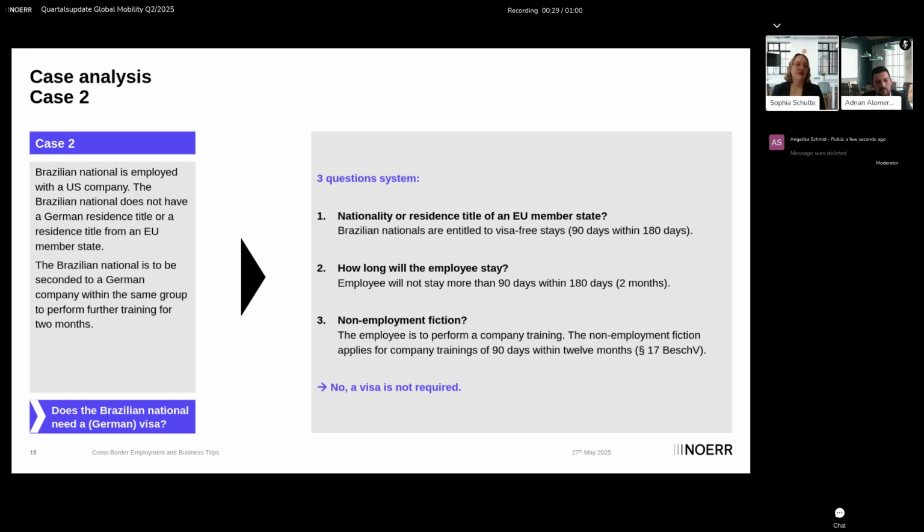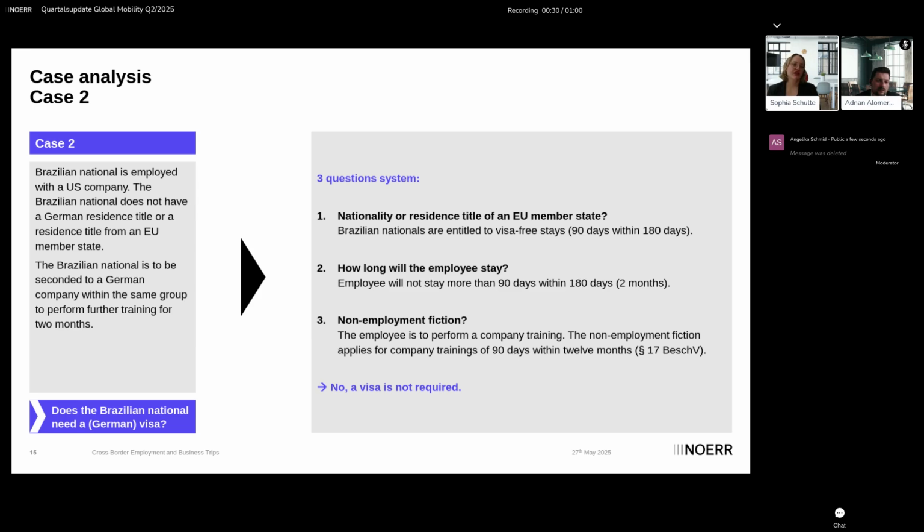In our next case, we have a Brazilian national, and he's to come to Germany to do some further training, some company training at a German company, which belongs to the same group of companies as the employer company in this case. And again, we are asking the three questions. What nationality does the employee have? He's a Brazilian national, so he is entitled to a visa-free stay. So he doesn't need a Schengen visa at all to enter the Schengen area for 90 days within a 180 days period.